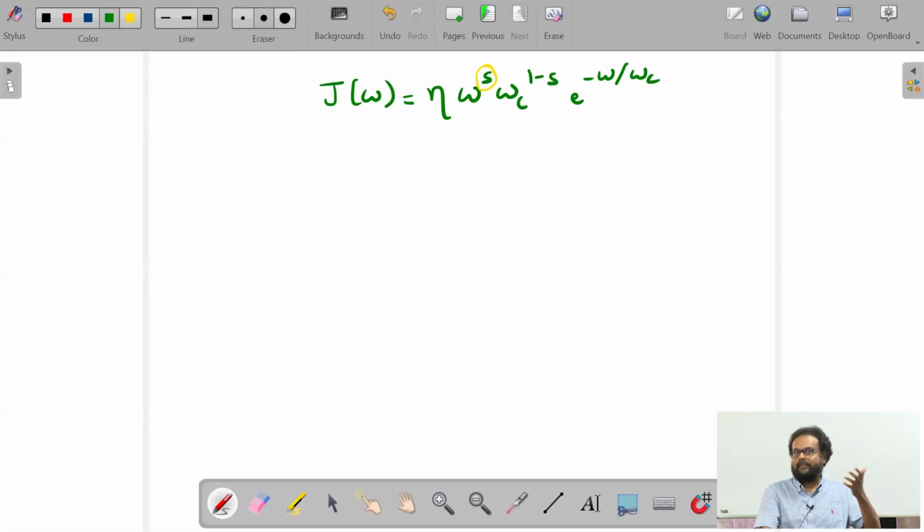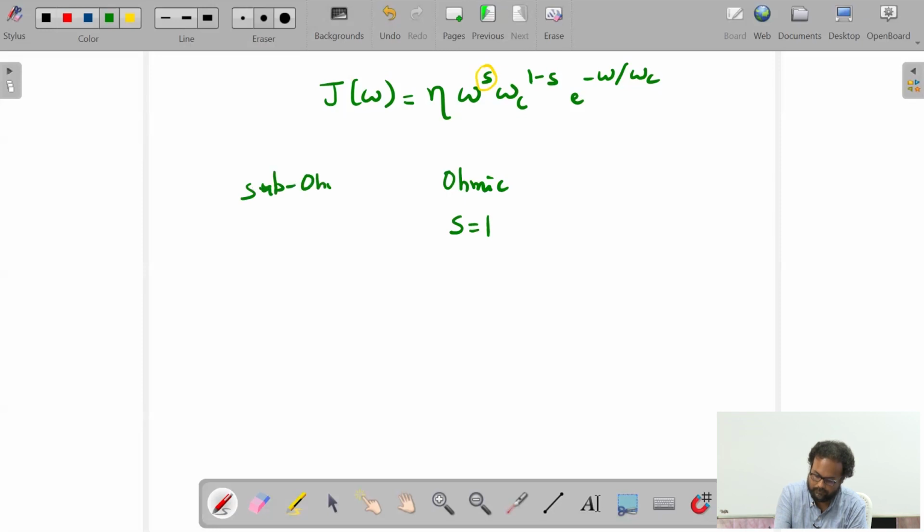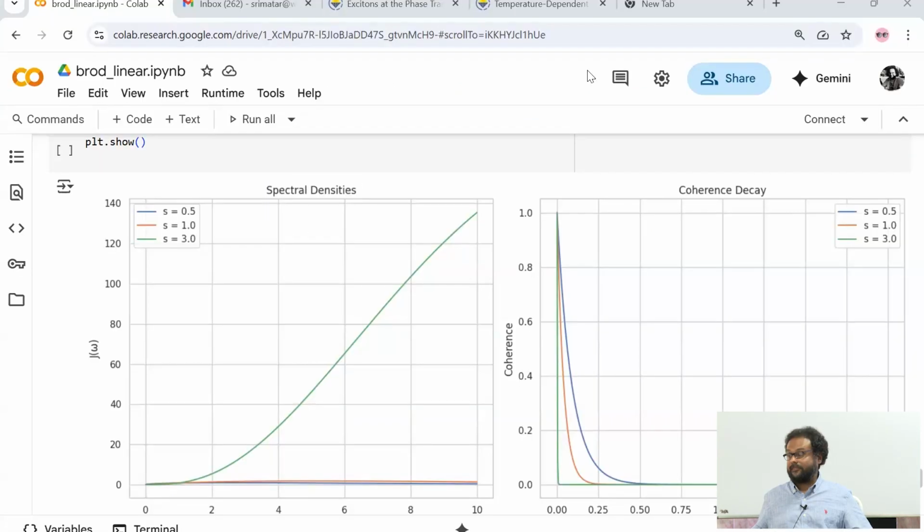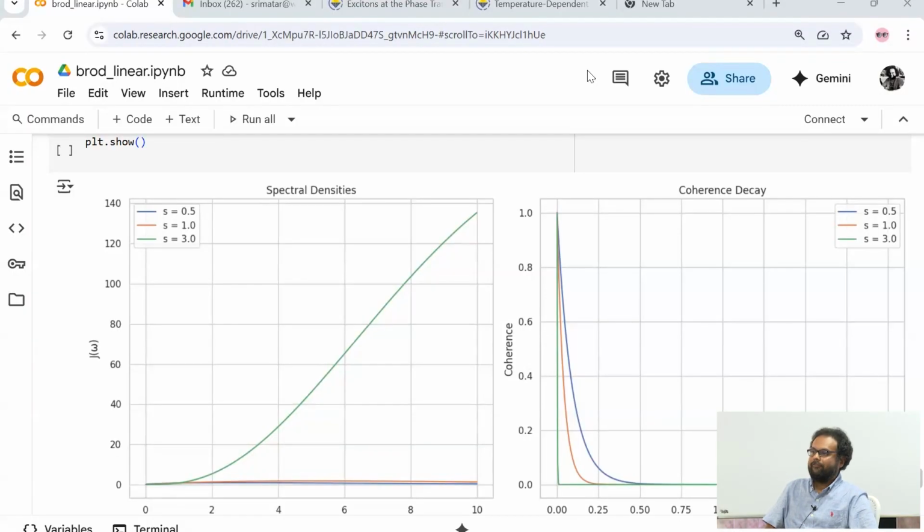And depending on that dependence, you can get what is called ohmic behavior of the bath. Ohmic behavior is when you have linear dependency. You can have sub-ohmic, where S is less than 1, or you can have super-ohmic, where S is greater than 1. A simple demonstration of what it will entail: I just want to show taking spectral density super-ohmic, sub-ohmic, and ohmic, and I want to show how the coherence decay looks like.